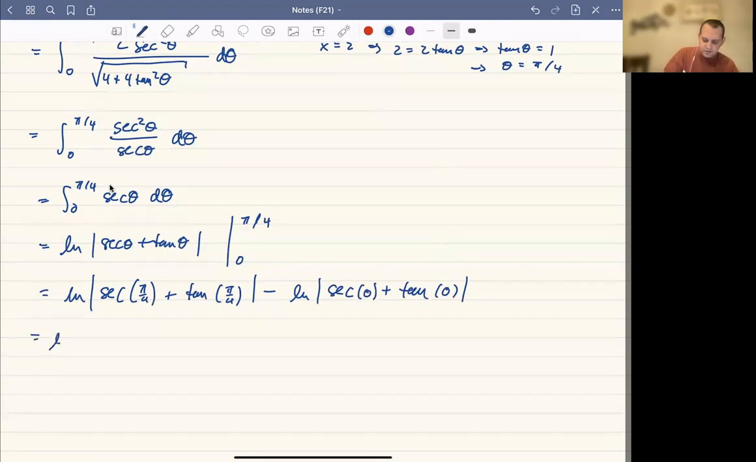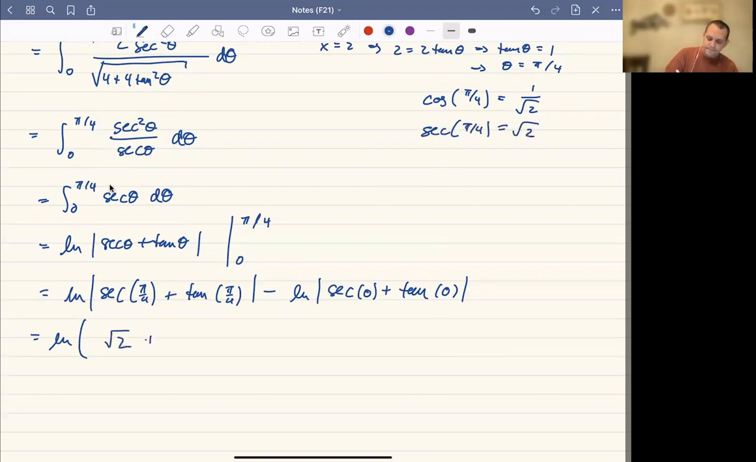So this is the natural log of, let's see, so cosine of pi over 4 is 1 over square root of 2. So that means that secant of pi over 4 is square root of 2. Tangent of pi over 4 is 1. Square root of 2 plus 1 is a positive number. It's like 2.4 or something, so we can drop the absolute value. And then we're going to subtract the natural log of, well, secant of 0 is 1, because cosine of 0 is 1, and 1 over 1 is 1. Tangent of 0 is 0, and we get the natural log of 1, which happens to be 0.